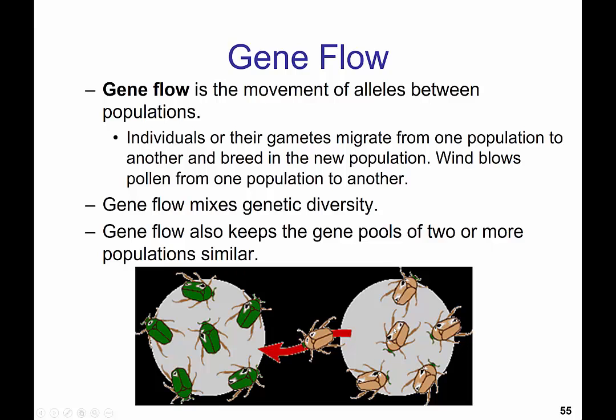If we're looking at populations of beetles and we have individuals that migrate to a new population and then breed, and their gametes are migrating, this is going to make this population more similar over time to this one, particularly if we have gene flow between these two populations.